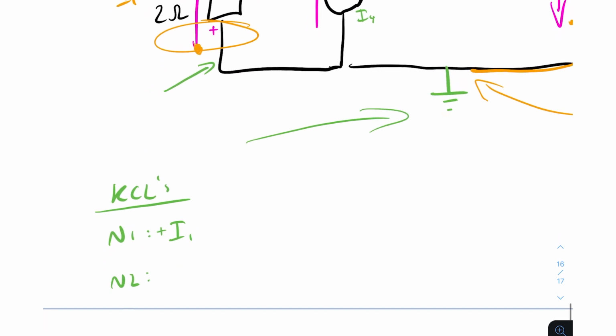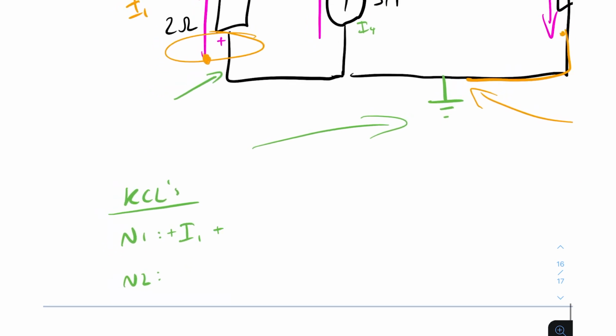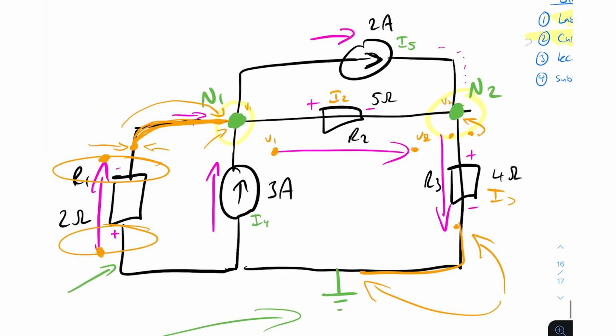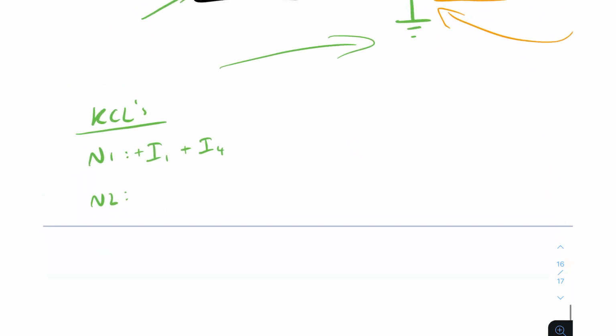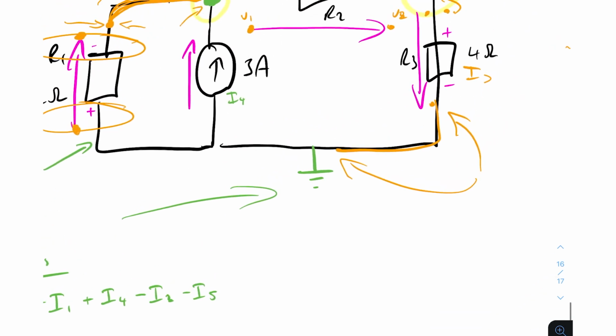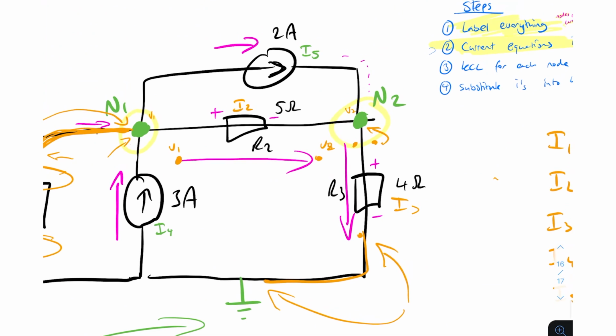Then we've got I4 going into it, so we can say plus I4. And then we've got two going out of it. We've got I5 leaving the node, and we've got I2 leaving the node. So we can say minus I2, and then minus I5. Okay, so let's do node 2.